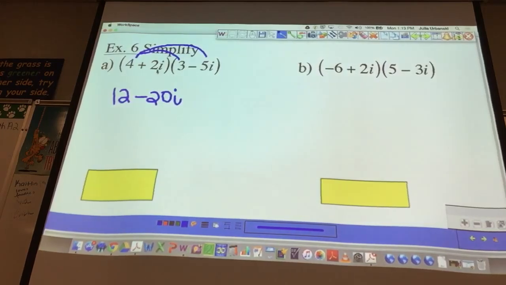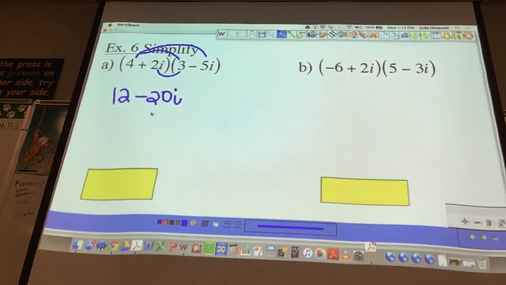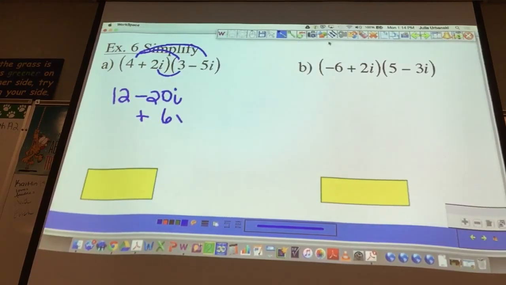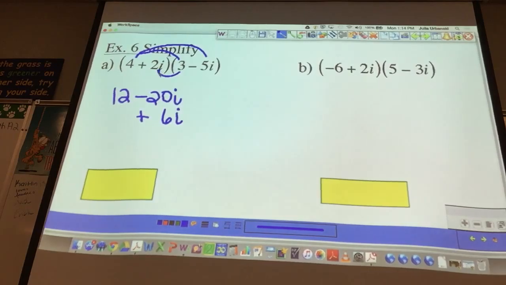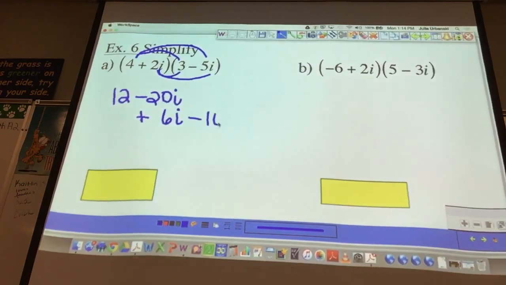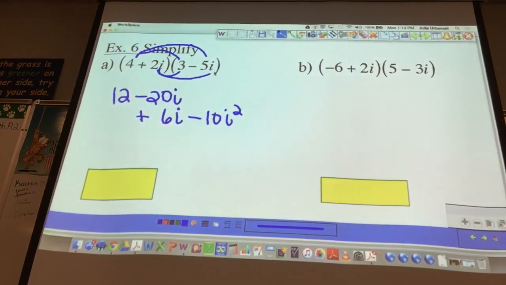Okay, now the inside one. 6i. I'm going to line it up right here with the other i. You don't have to line it up that way. You can combine your like terms later. And then the last one. Plus negative 10i squared. Good. Negative 10i squared. Just treat the i like it's a variable. Then we'll simplify it at the end.